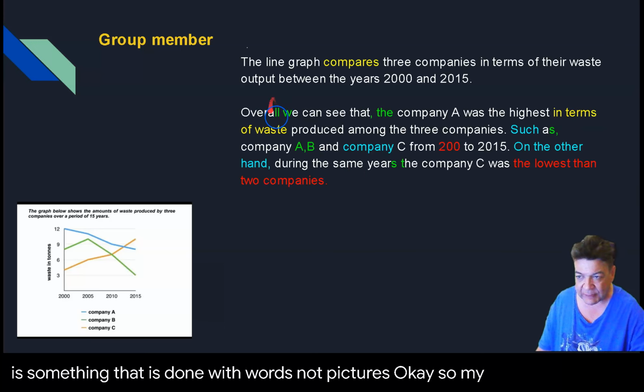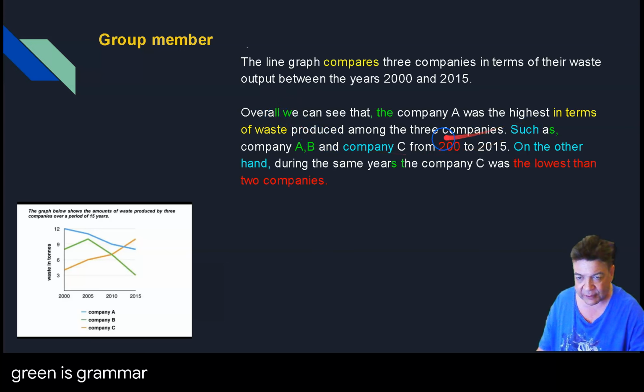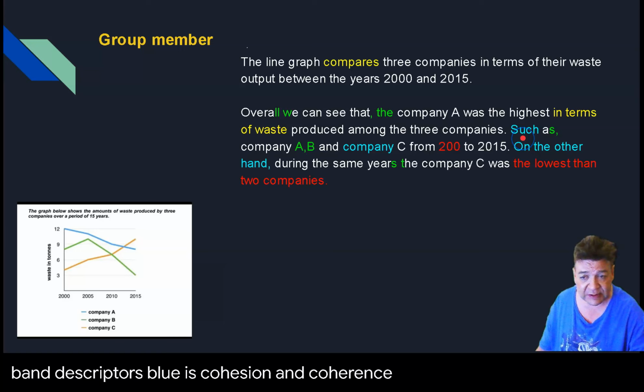Okay, so my color coding here. Green is grammar. Yellow is word choice or vocabulary, lexical resources. These correspond to the band descriptors. Blue is cohesion and coherence. And red is task achievement.